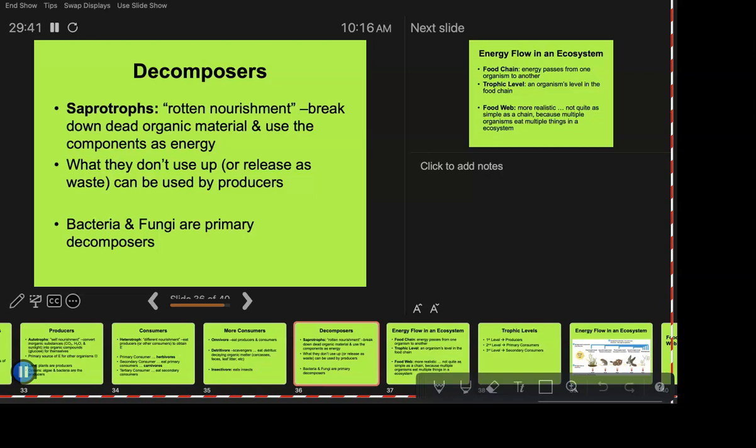What they don't use up, what did I mean with this one here? What they don't use up or release as waste can be used by producers. I don't know what I was going for there. So, now what they release as waste can be used.